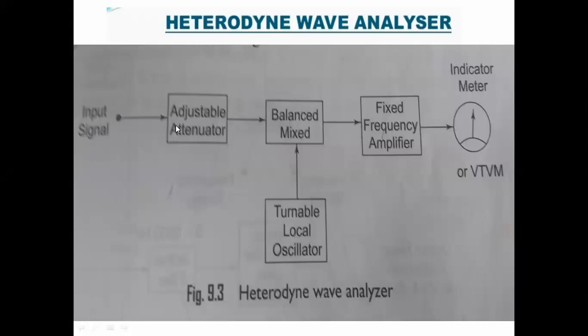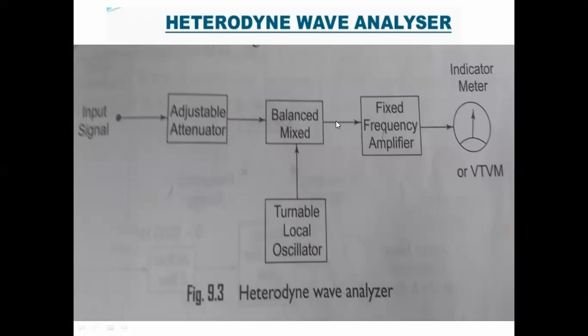Suppose the input signal has different voltages; we can choose the voltage level at which we can identify the voltage of the given frequency component. That signal is applied to a balanced mixer circuit, and there is also a tunable local oscillator, which produces a frequency signal. Here these two frequency signals will be mixed and we will get the output.